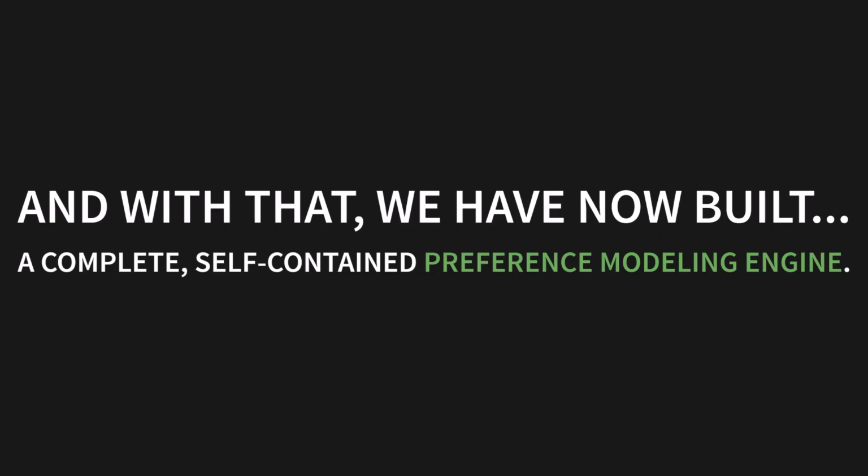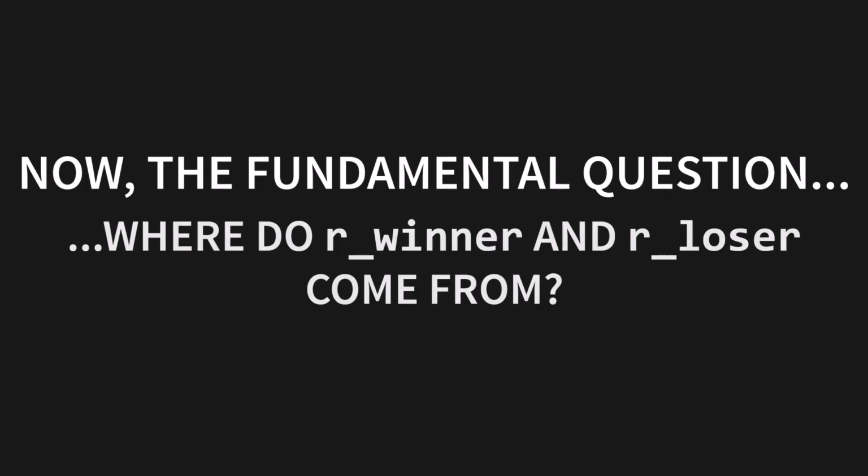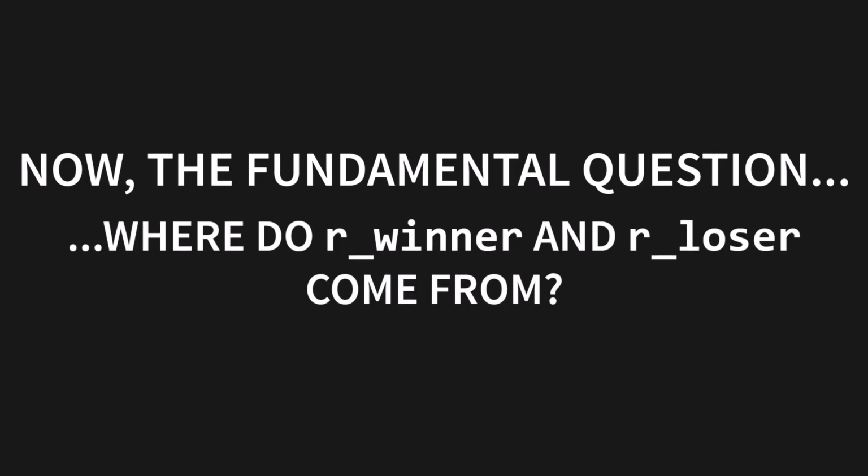And with that, we have now built a complete, self-contained preference modeling engine. We can take abstract scores, turn them into a probability, and then turn that probability into a trainable loss value. We've built the whole thing from the ground up. But there's one big question left. Now, the fundamental question: where do our winner and our loser actually come from? How do we get those scores in the first place?